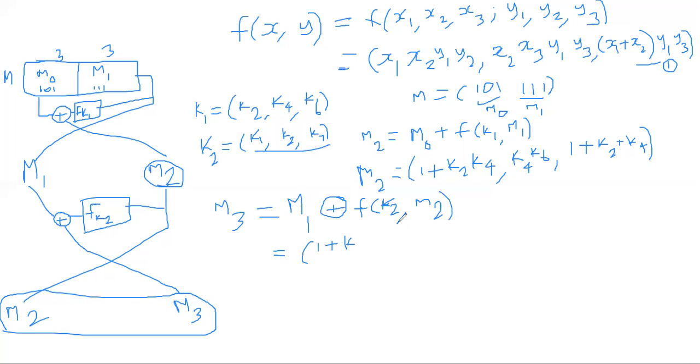I'm going to only write a few segments. This is a long formula: 1 plus K1 K2 times 1 plus K2 K4 times K4 K6. This is the first component. Okay. And I will leave as a homework to you to complete the remaining 2 components.